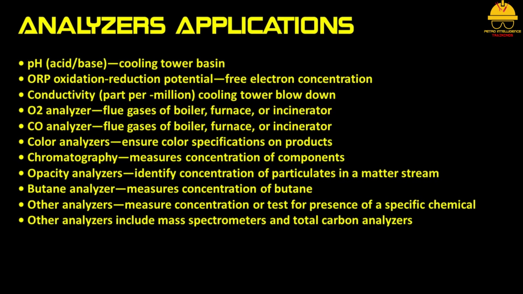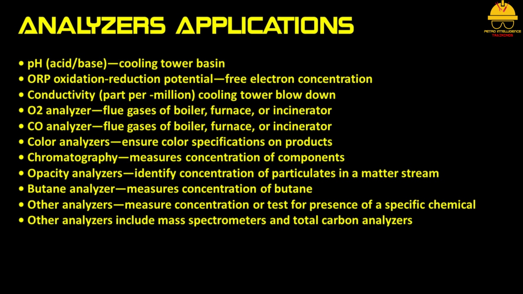pH is used for acid-base concentration in the cooling tower basin. ORP, oxidation reduction potential, is used for free electron concentration. Conductivity, parts per million, is used for cooling tower blowdown. An O2 analyzer is used for flue gases of a boiler, furnace, or incinerator.